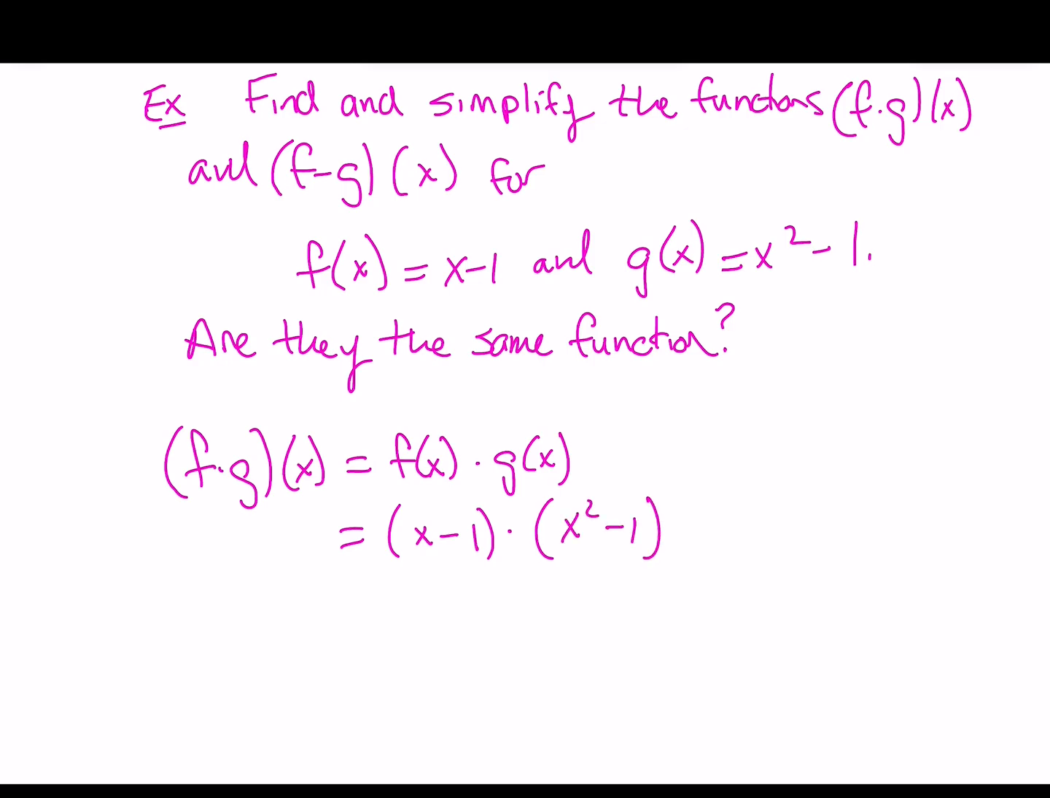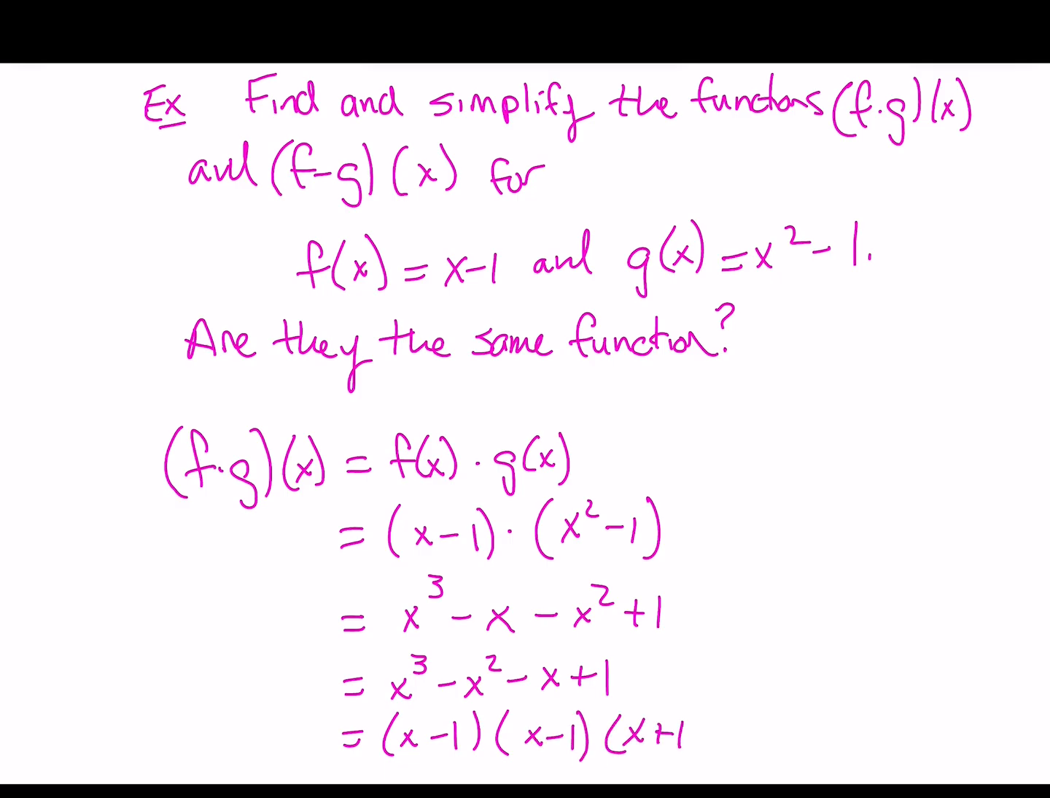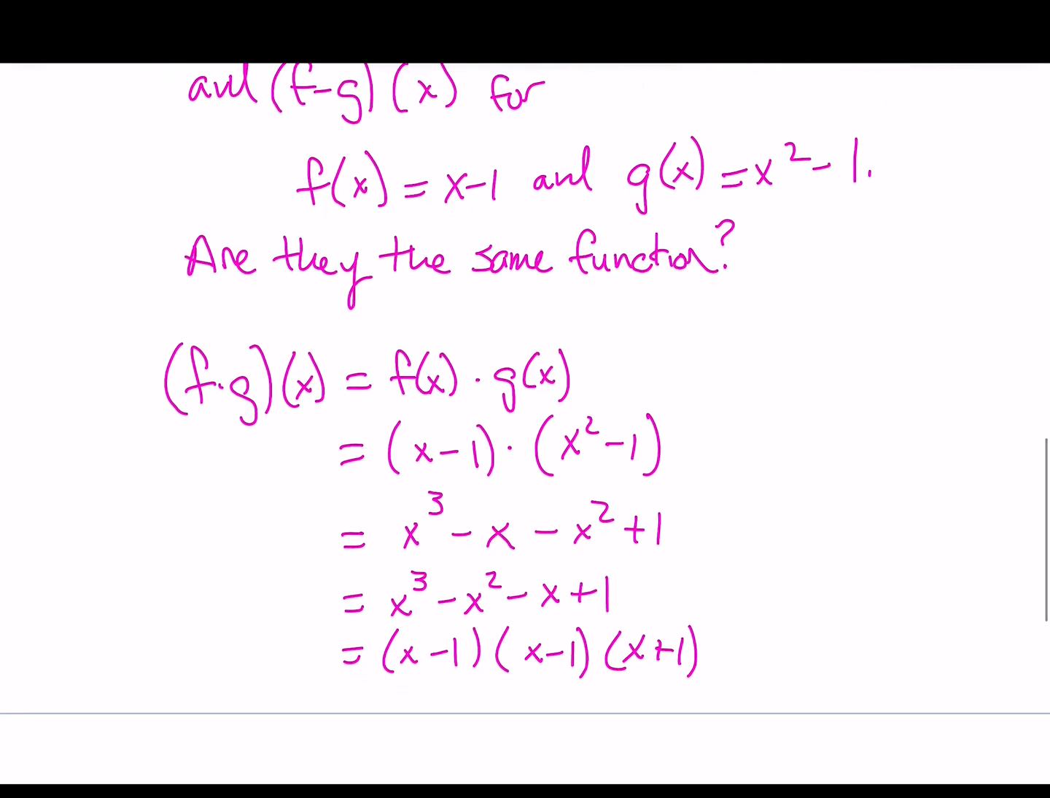So we can double distribute those and we get x cubed minus x squared minus x plus 1, which we can simplify and put in order of powers, x cubed minus x squared minus x plus 1. And we can also write that in fully factored form as x minus 1 times x minus 1 times x plus 1. Both of those are the same equivalent equations. Let's now try and find f minus g of x.